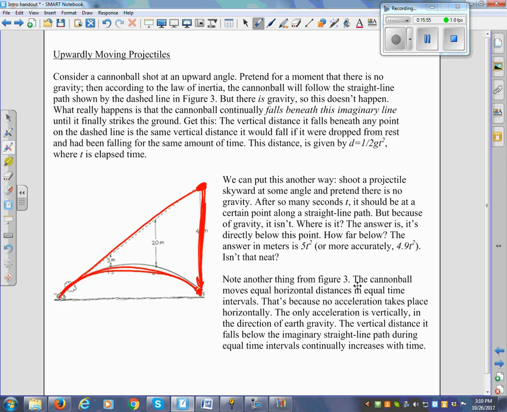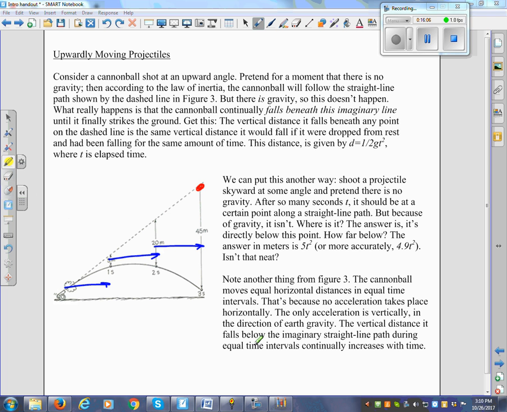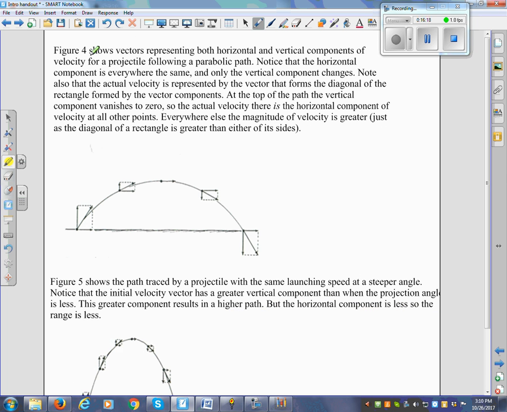Note another thing from Figure 3. The cannonball moves equal horizontal distances in equal time intervals. These distances here are the same. No acceleration takes place horizontally. The only acceleration is vertical, in the direction of Earth's gravity. The vertical distance it falls beneath the imaginary straight line path during equal time intervals continually increases with time.